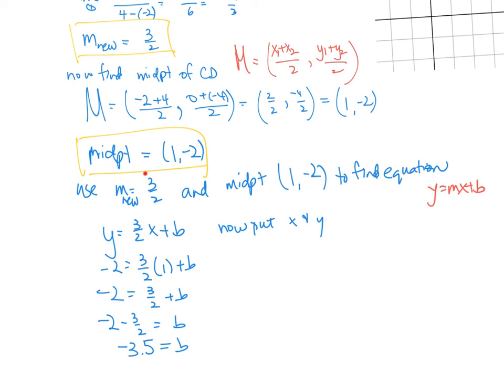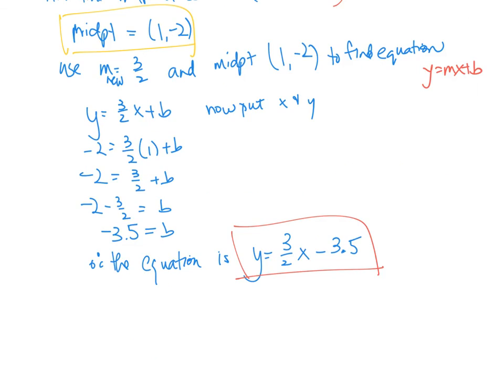Okay, so I use the new slope and the midpoint to put into the equation y = mx + b. Put in the slope first, 3/2. And now I'm going to put in the x and y specifically from the midpoint because they're on that line. So I need to use those. I put the 1 in for x and the -2 in for y. So -2 = 3/2(1) + b. Rearranging, I get b = -3.5. Therefore, the new equation is y = 3/2 x - 3.5.